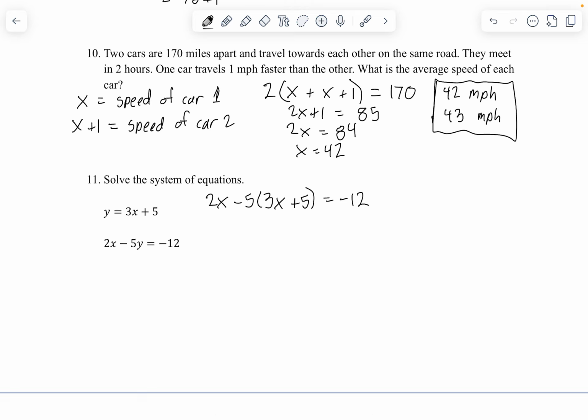I'll distribute that negative 5. So 2x minus 15x minus 25 equals negative 12. Combine like terms on the left. 2x minus 15x is negative 13x.